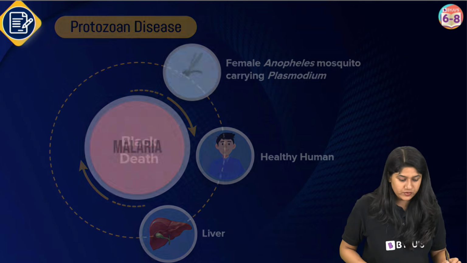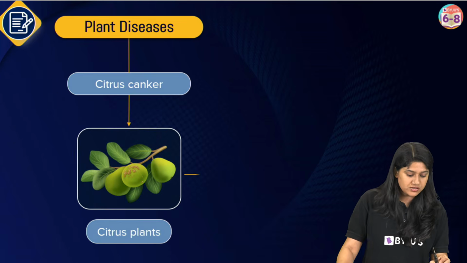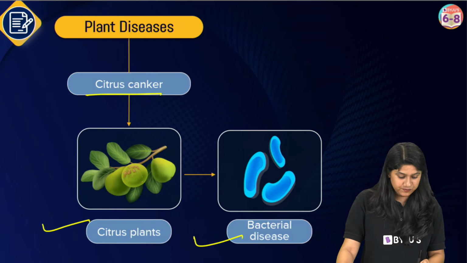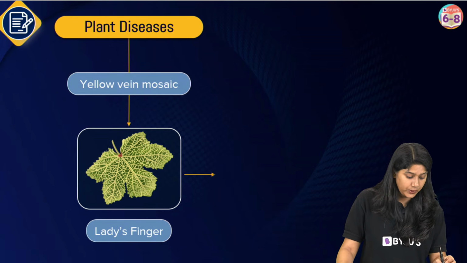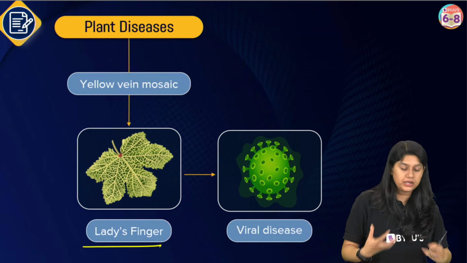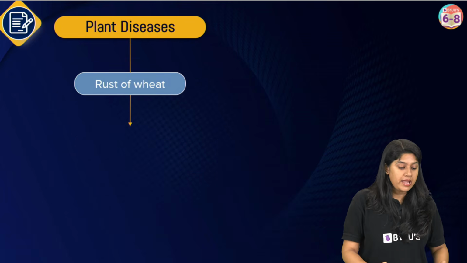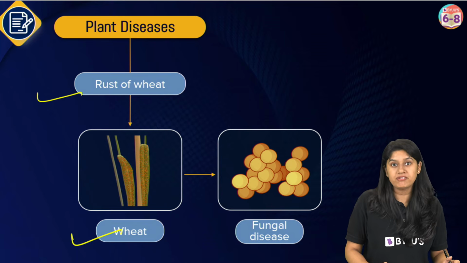Moving ahead, we have this interesting information for all of us to remember. Over here we have the citrus canker disease in citrus plants. It's a bacterial disease. Do remember this also. Then of course we have the yellow mosaic vein in ladyfinger plants, and it is caused by a virus. It's a viral disease. And then we have the rust of wheat. You will see it in the wheat, and it is a fungal disease.